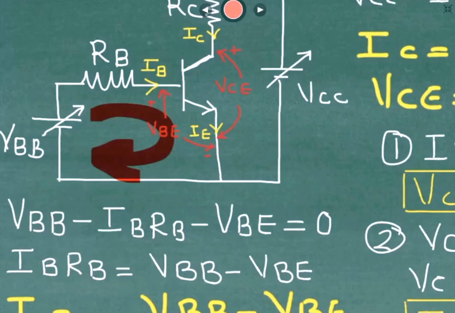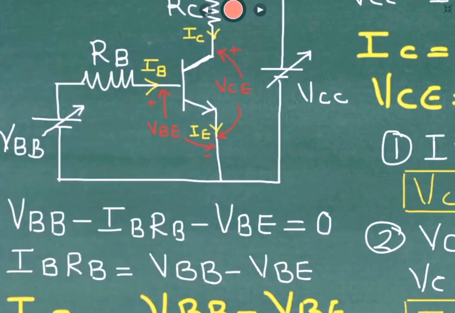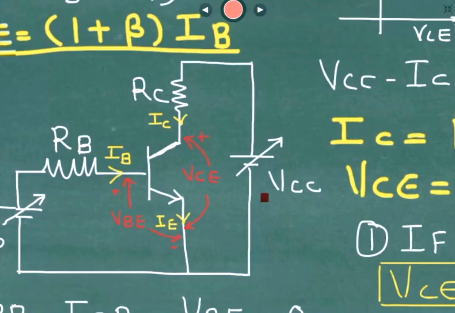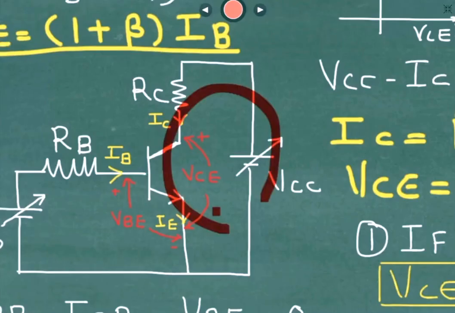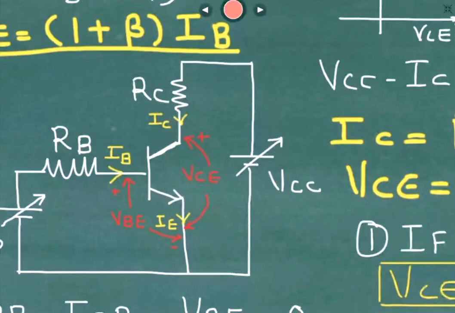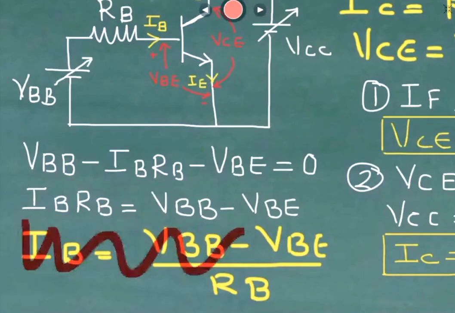And then we have written an equation for the output side, in this direction. The equation becomes VCC minus ICRC minus VCE is equal to 0. After writing these two equations, we have done some mathematical calculations. So now I have my IB equation, which shows that the value of IB can be given by VBB minus VBE upon RB. This I have got from the input loop equation.